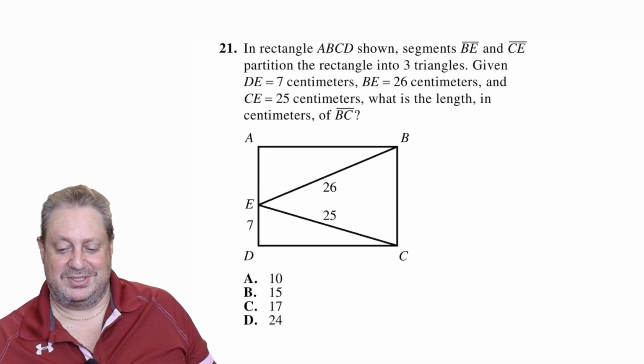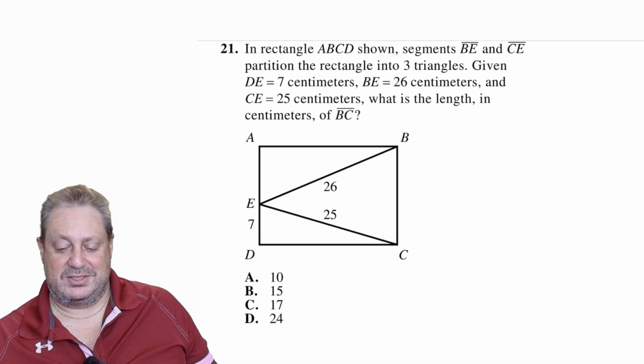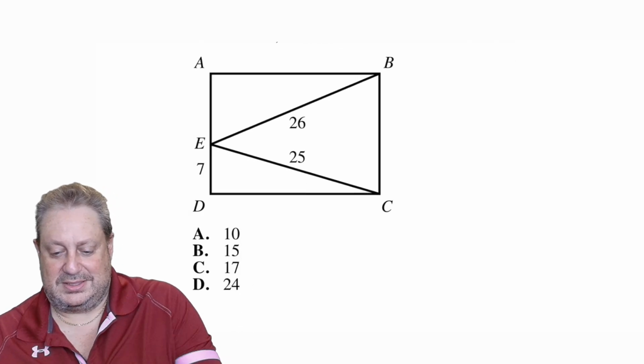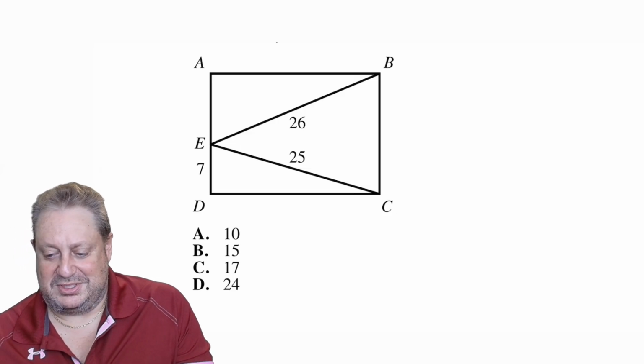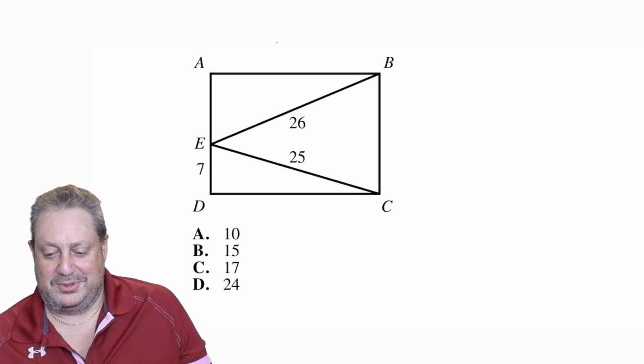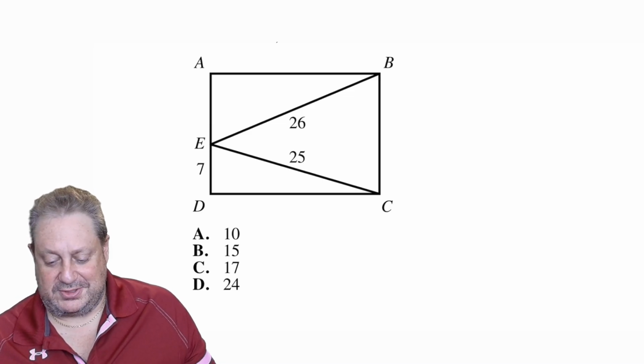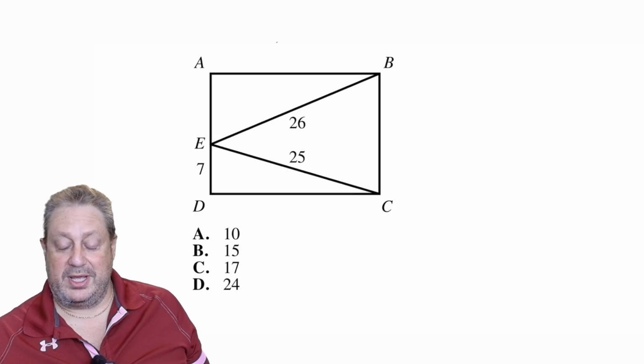into 3 triangles, and then the side measures are as given. So one thing to look at over here is that it's important to know that your opposite sides are in fact equal with a rectangle. So once I find one, I know the other by default, and that's really crucial. So what can I use here?